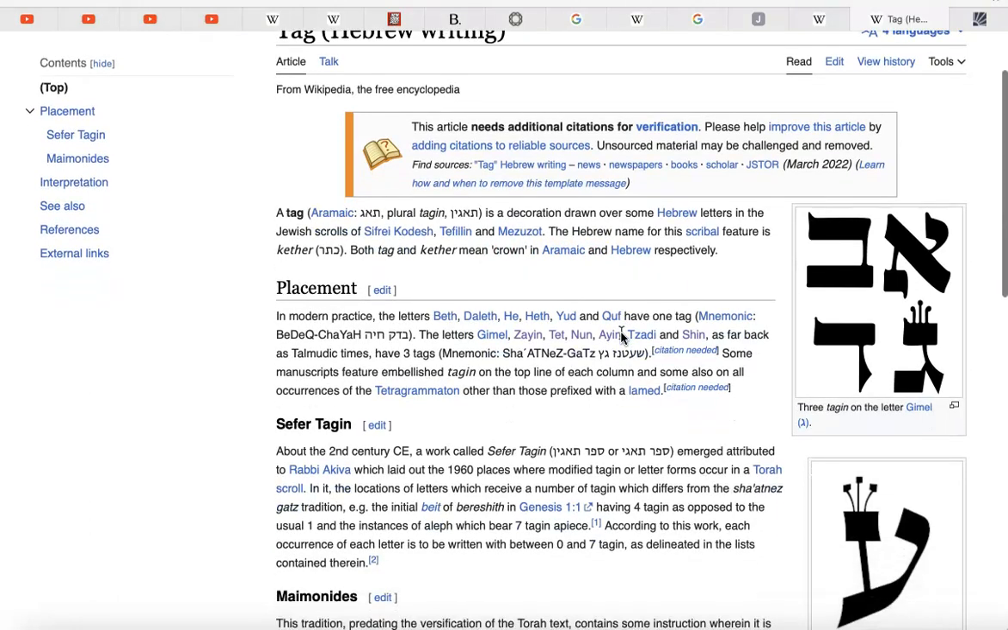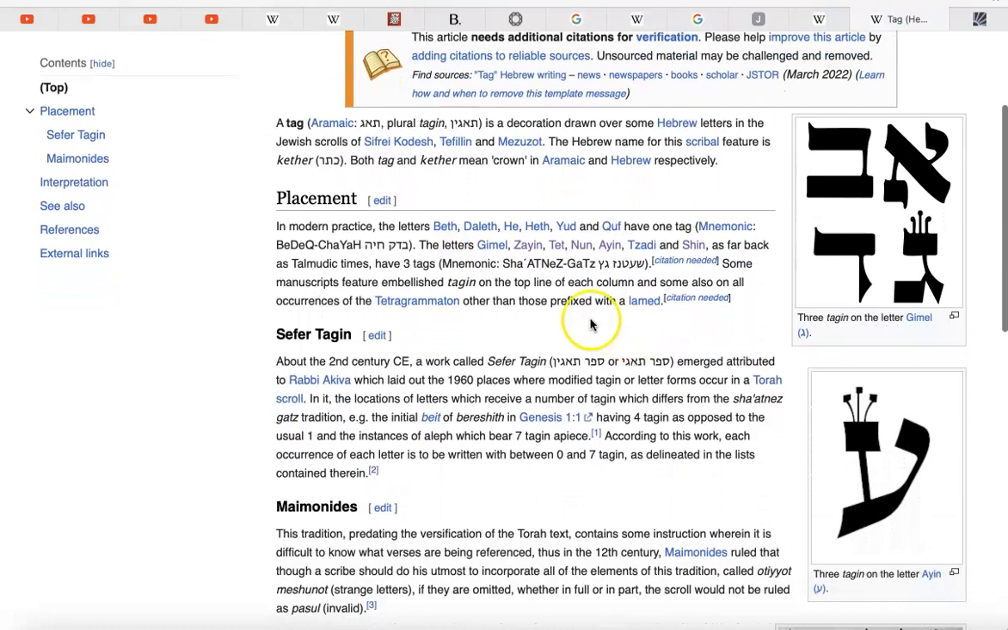Okay, I'm going to read this because we're going to learn today. In modern practice, the letters Beth, Daleth, He, Heth, Yud, and Kuf have 1 tag. The letters Gimel, Zayin, Tet, Nun, Ayin, Tzadi, and Shin, as far back as Talmudic times, have 3 tags. Some manuscripts feature embellished tagging on the top line of each column, and some also on all occurrences of the tetragrammaton other than those prefixed with lamed.